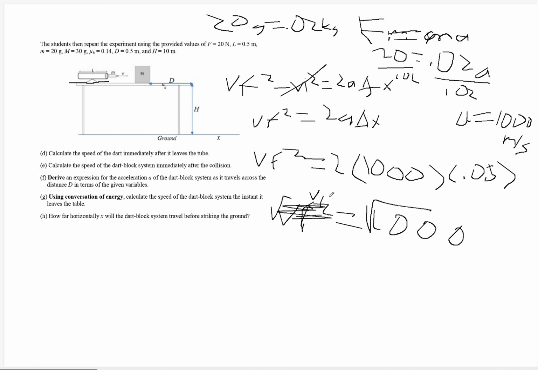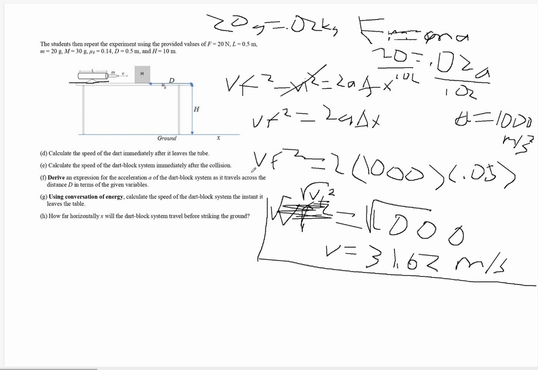Wait, let me write it a little bit neater for you, Luong. We just square root both sides. We're left with V is equal to 31.62 meters per second. Oh, I forgot, the acceleration is meters per second squared. There we go. Right, velocity is 31.62. Part D. So let me get that. There we go.